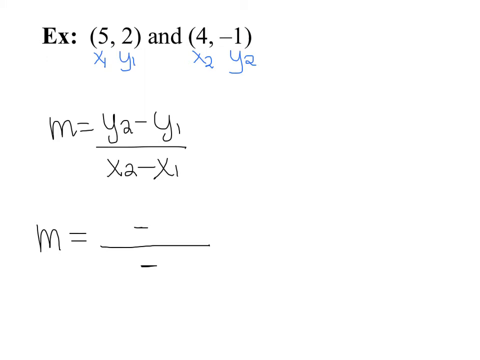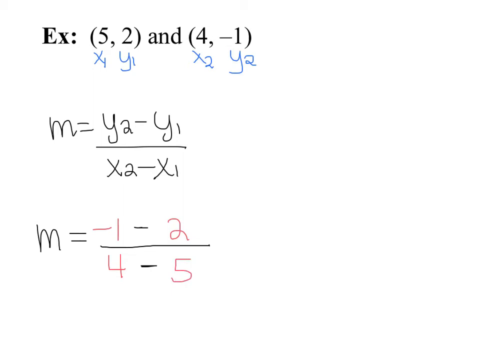So the first number I'm going to replace is y2, which is negative 1, and that's going to go right there. So negative 1 minus y1, so I'm going to put a 2 there. x2 is 4 minus x1 is 5. Now that I've plugged in all my numbers, I can actually do the math.